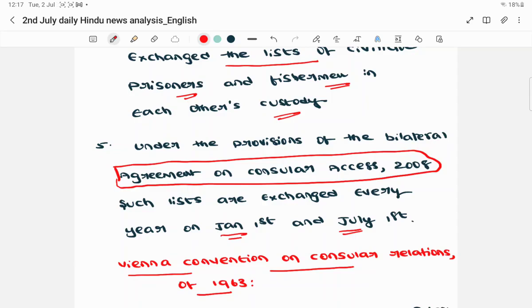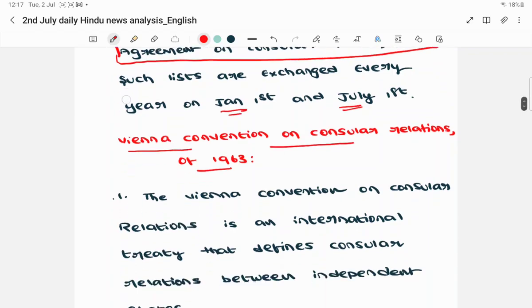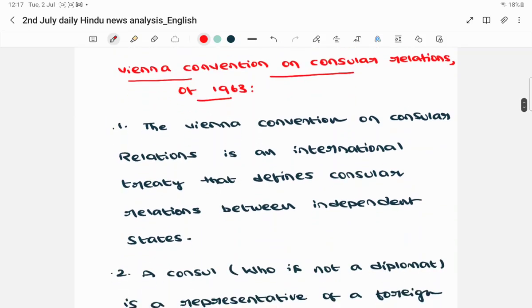That's it. And with respect to consular relations, internationally there was one international agreement, or a treaty kind of thing, which is known as the Vienna Convention on Consular Relations, and it was adopted in the year 1963. Very, very important. It is an international treaty which defines the consular relations between two independent states, for example, India and Pakistan, India and the United States of America, etc.